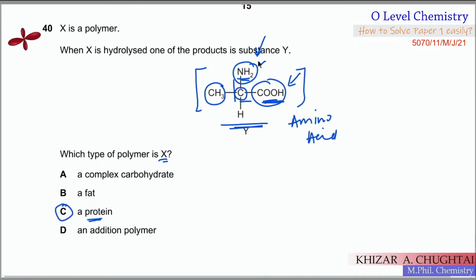Once again, it has two major groups. One is the acidic group, the other is the amino group. So if it is formed as a result of hydrolysis, then it will be from the hydrolysis of the protein, and itself it can be called an amino acid.